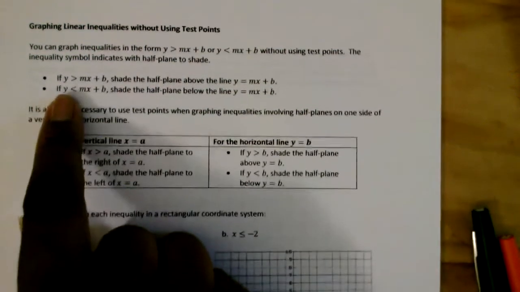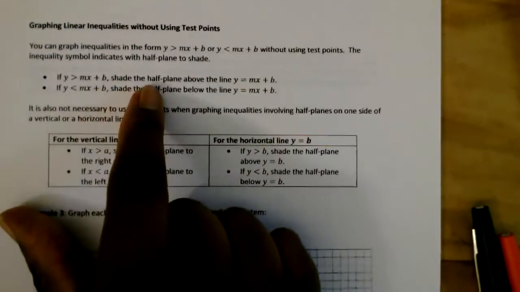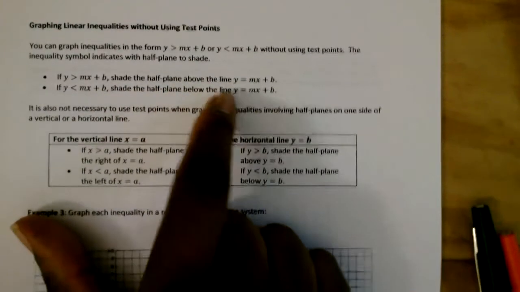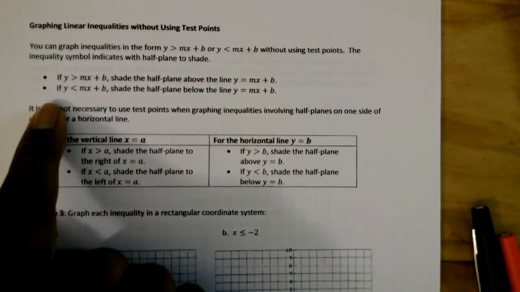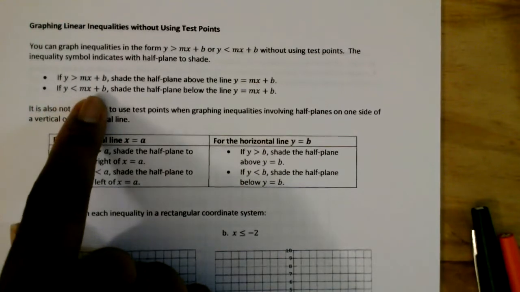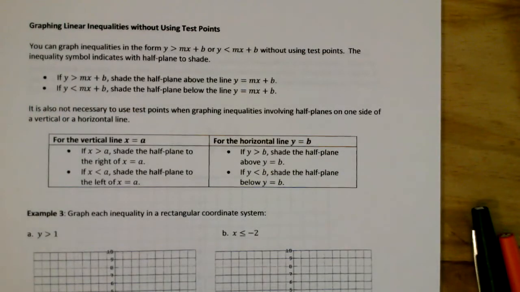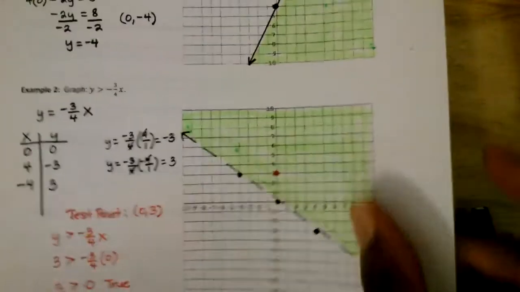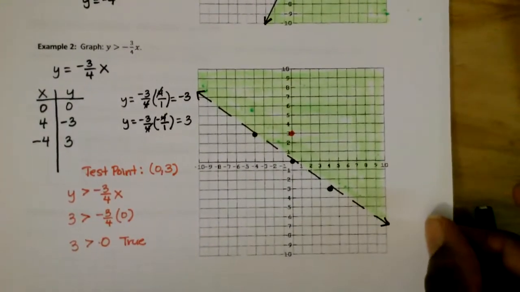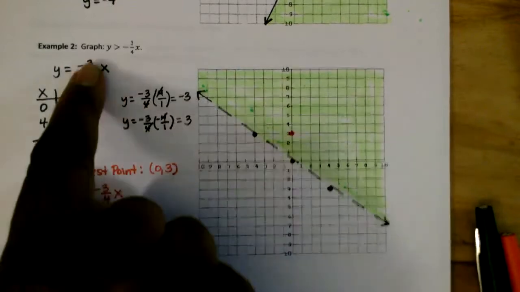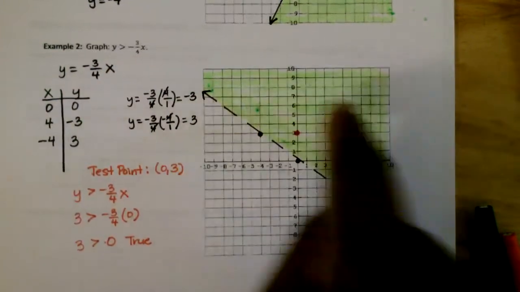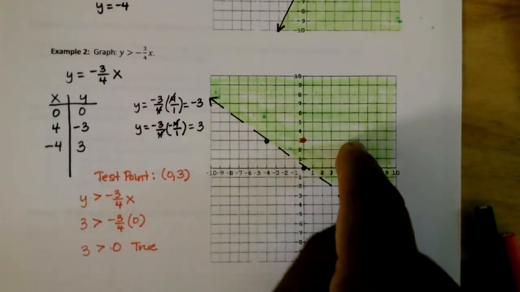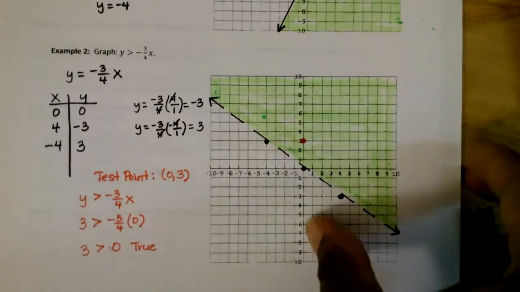The inequality symbol indicates a half plane to shade. So if y is greater than mx plus b, you're going to shade the half plane above the line y equal mx plus b. Or if y is less than mx plus b, then you're going to shade the half plane below the line y is equal to mx plus b. So going back to that example 2, y is greater than negative 3/4 x, y is already by itself, but here it says greater than. So that means I can shade the region above that line, which is what I did here.